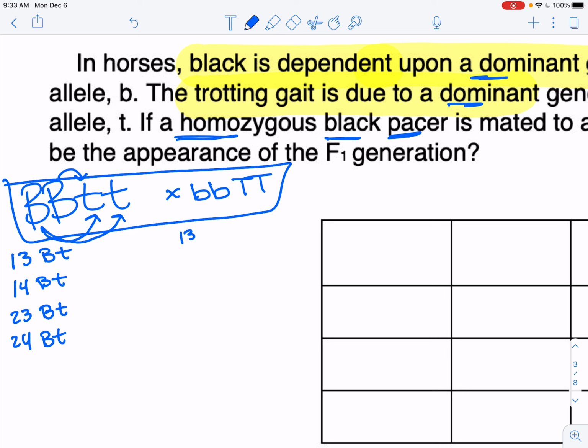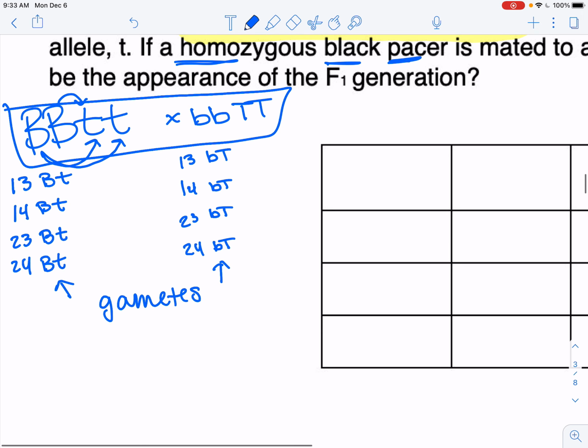Now I'm going to do the other one, 13, 14, 23, 24. Okay, so I'm going to do the same thing, number one with number three, number one with number four. Guess what, they're all going to be the same. Okay, so what I just created here and here, remember that these are the gametes. These are the possible genetic combinations of those parents' gametes.